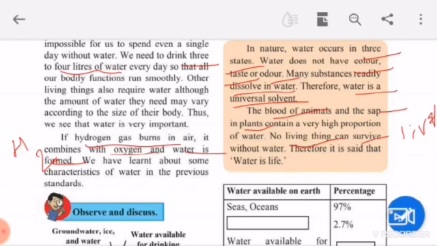Understood, children? Why is water called life? Because no living things can survive without water. It is impossible for us to live for a single day without water. All living things are depending on water. That is why it is said that water is life.